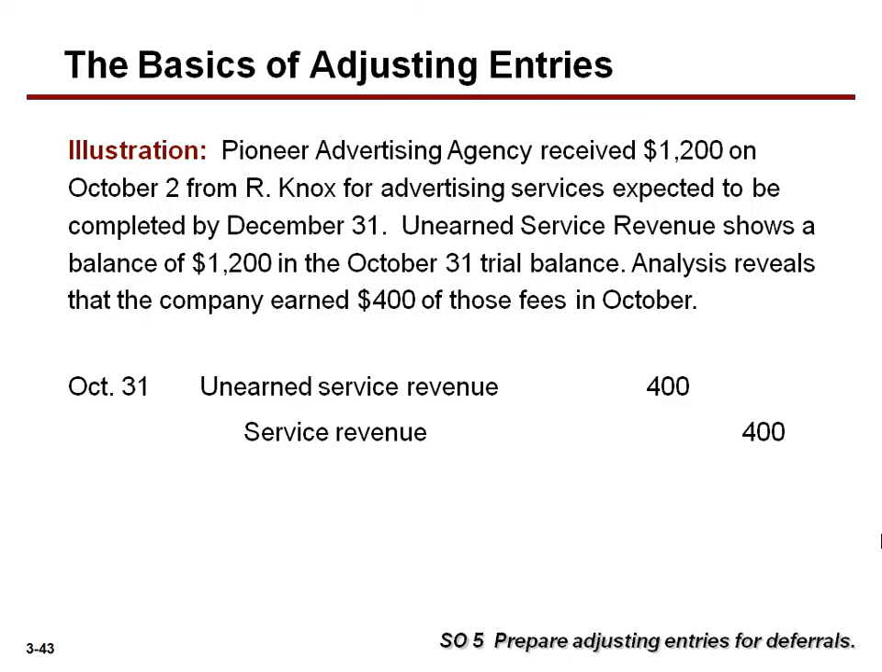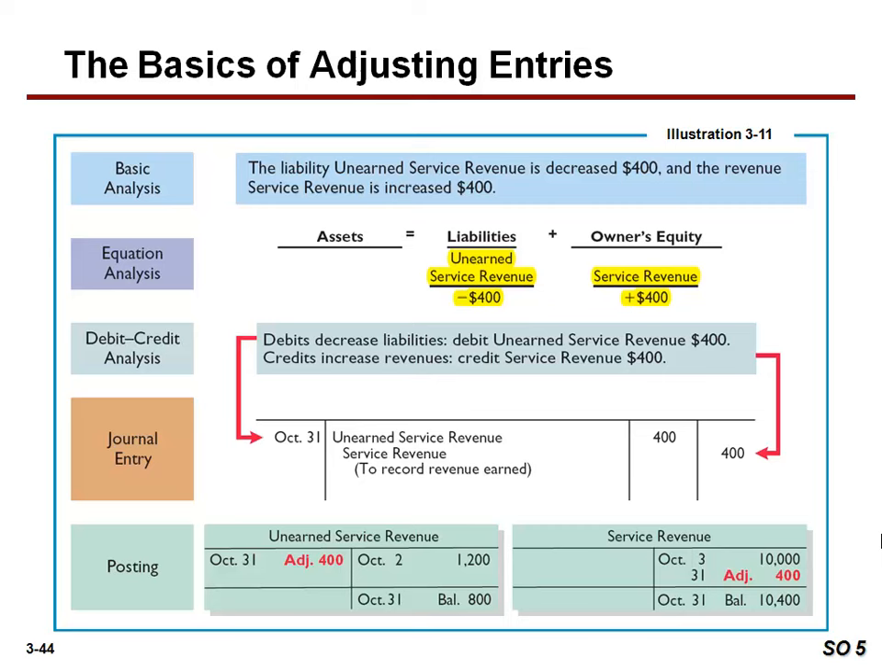So looking at the full analysis, the unearned service revenue account is decreased by $400. That decrease in liability is a debit entry. The owner's equity account service revenue is increased by $400 with a credit entry. Formal journal entry: debit unearned service revenue, credit service revenue, with the subsequent posting into the ledger.